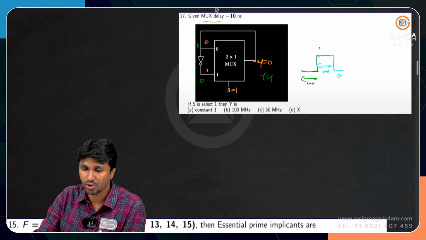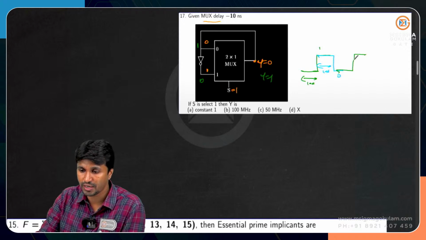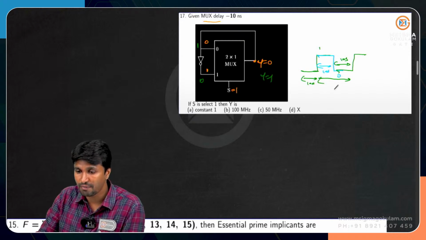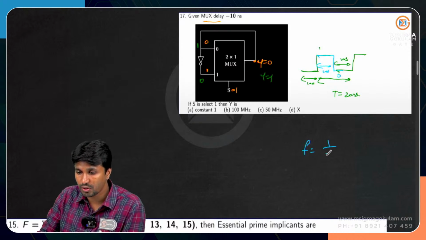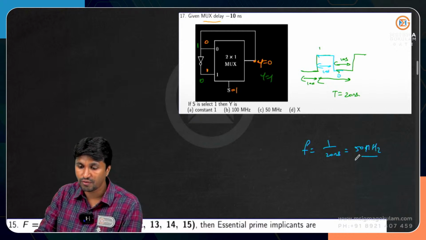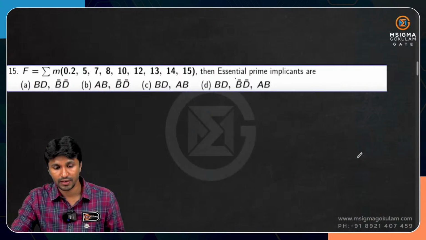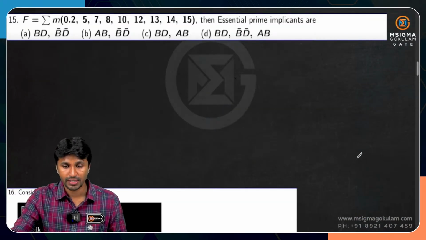So this keeps on repeating. Every 10 nanoseconds it toggles, so the same signal repeats every 20 nanoseconds. The time period is equal to 20 nanoseconds. So the frequency will be equal to 1 by 20 nanoseconds, which is nothing but 50 megahertz, right? Now let us move on to the next problem.